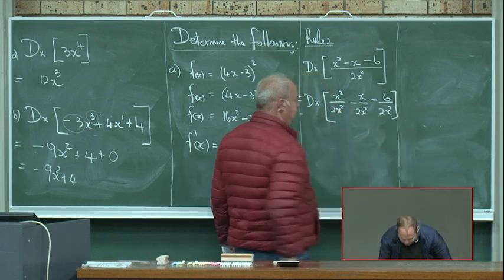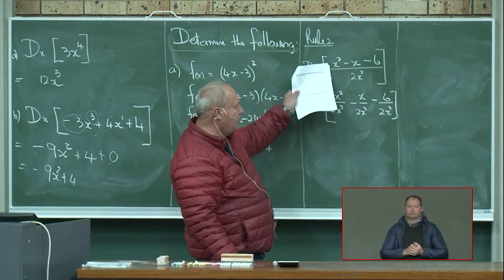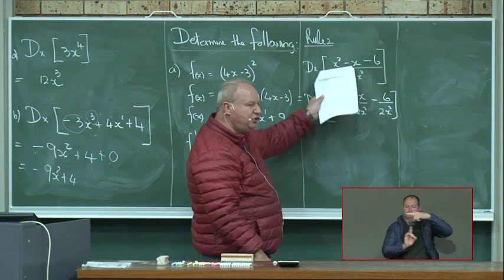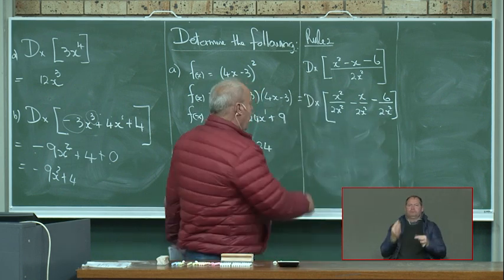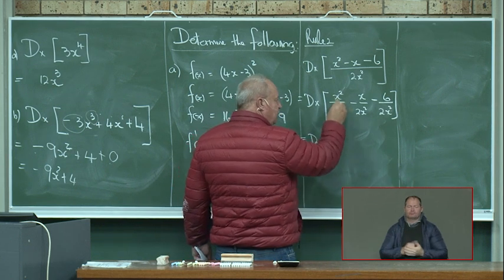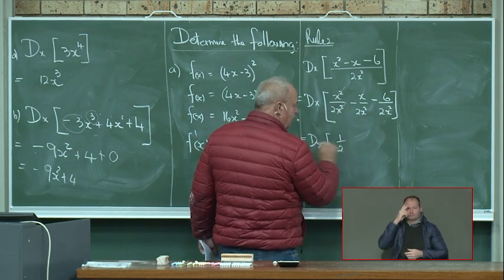People, are you happy with that? So what I did is I wrote each of the terms over the denominator. Now I'm going to simplify. And then I can differentiate. So the x squareds cancel out and this here becomes a half.